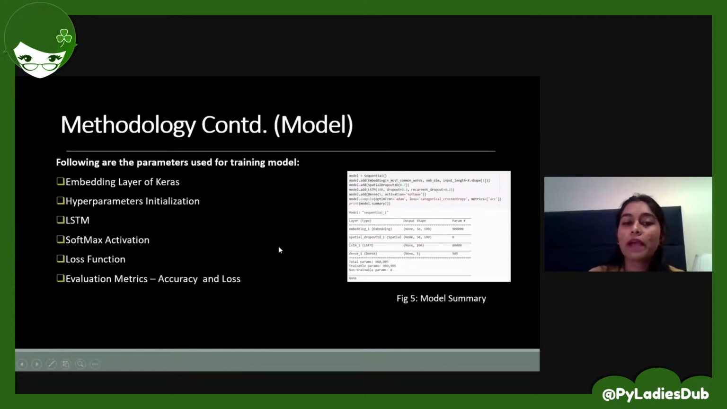The following parameters are used for the model. Then comes model training. First, for training the model, the data is split into 75% and 25%: 75% of the data is given for training and 25% is assigned for testing. And I applied the following parameters to the model: an embedding layer, framework, hyperparameter initialization, LSTM, and softmax activation. The reason I use softmax activation in this project is that it is better for multiclass classification. Then the loss function, and evaluation metrics using accuracy and loss.